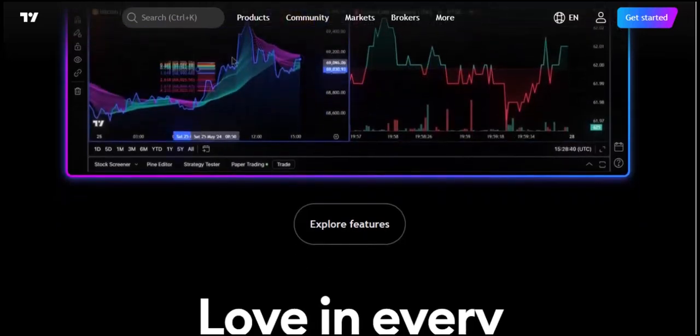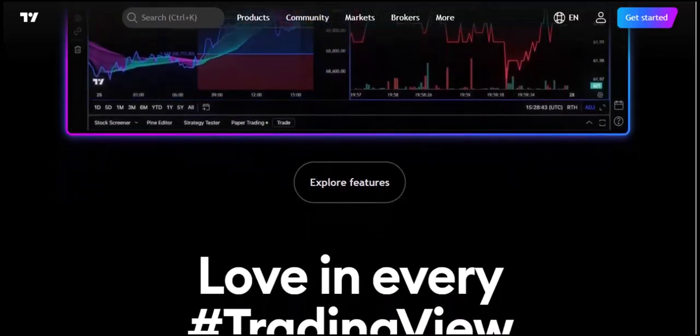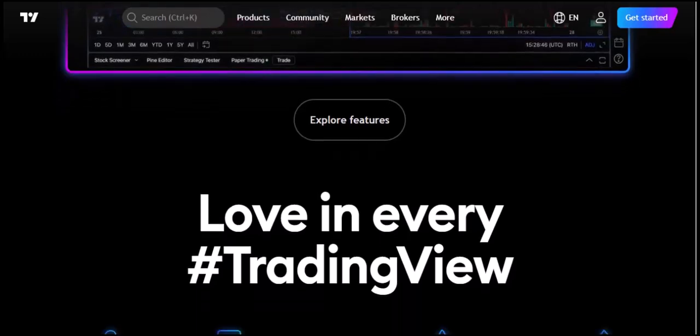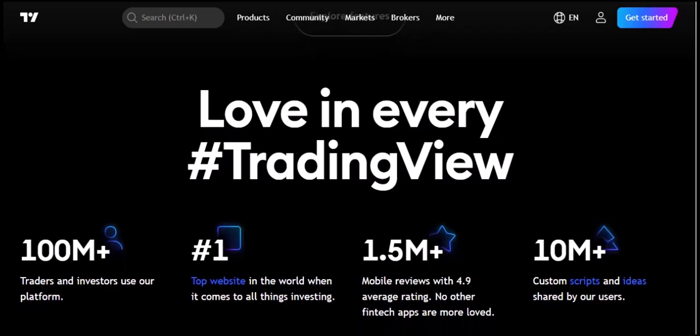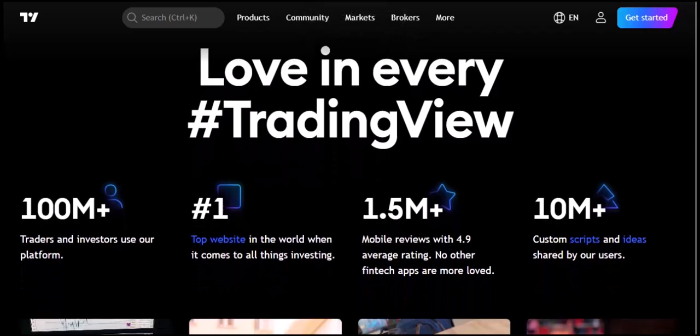Next, let's talk about the Relative Strength Index, or RSI. This indicator measures the speed and change of price movements. The RSI is displayed on a scale from 0 to 100. When the RSI is above 70, the asset is considered overbought and a potential sell signal because the price might be due for a correction or drop.